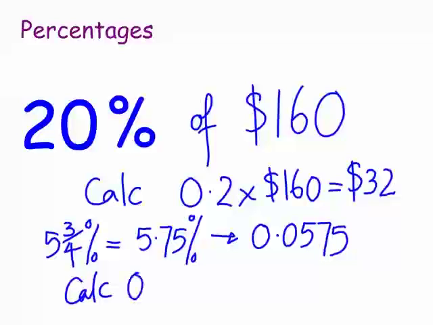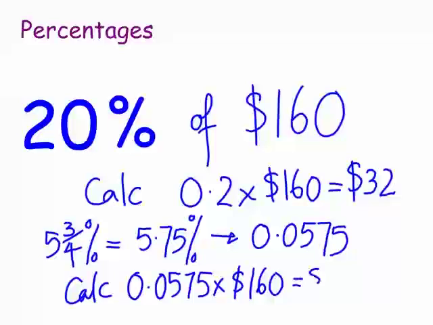If I had to find 5 3/4% of 160, we go to the calculator: 0.0575 times 160. This is one of the ones we couldn't really do in our head, so we just type it into our calculator, and you should get $9.20.